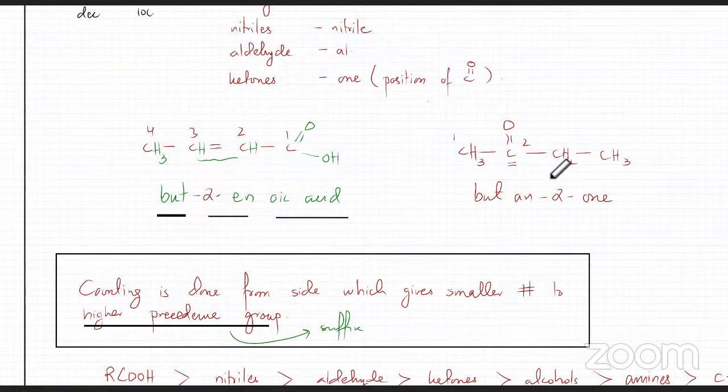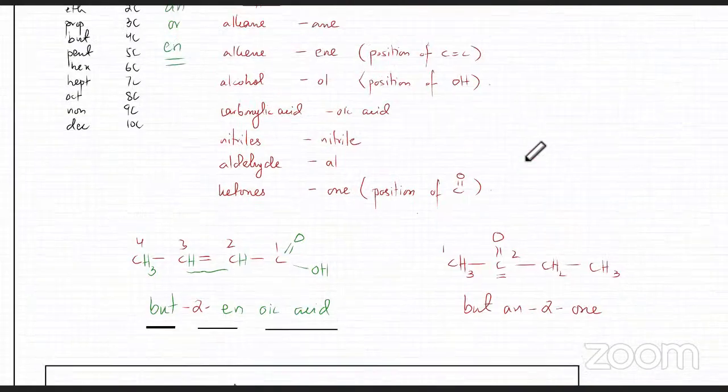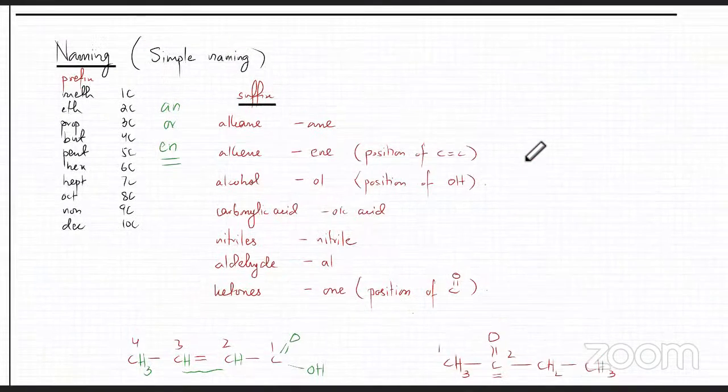You've got butanone, which is 4 carbon atoms. It's a ketone, so you need to know how many functional groups you've got. So remember, you've got alkanes, alcohols, carboxylic acids, nitriles, aldehydes, and ketones. For all these functional groups, you need to know the basic naming mechanism of how to name these compounds.